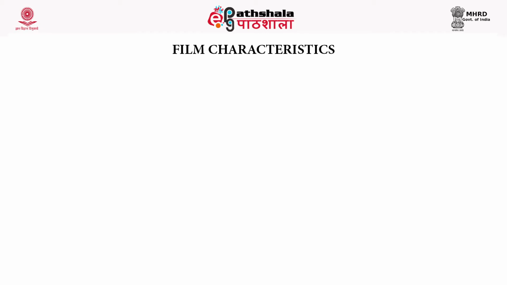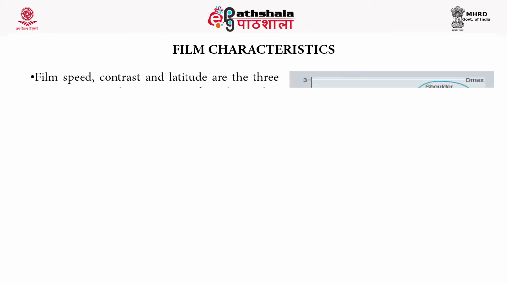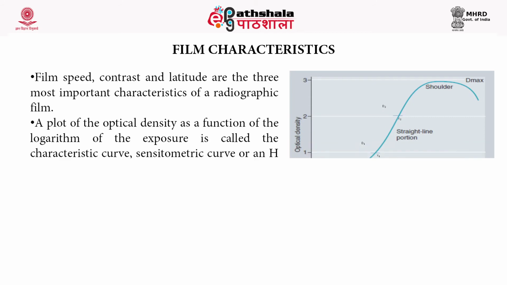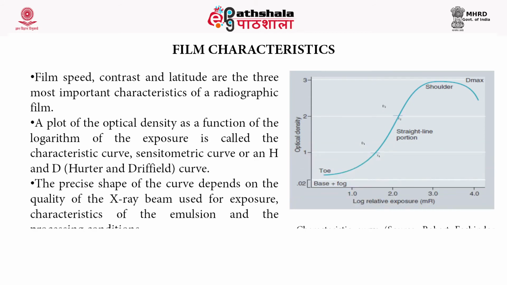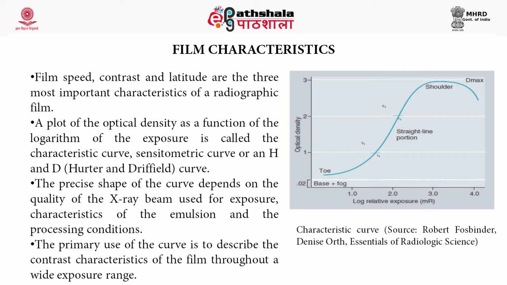A film has typical characteristics. The film speed, contrast and latitude are the three most important characteristics of a radiographic film. A plot of the optical density as a function of the logarithm of the exposure is called the characteristic curve, sensitometric curve, or an H and D Hurter and Driffield curve. The precise shape of the curve depends on the quality of the X-ray beam used for exposure, characteristics of the emulsion and the processing conditions.